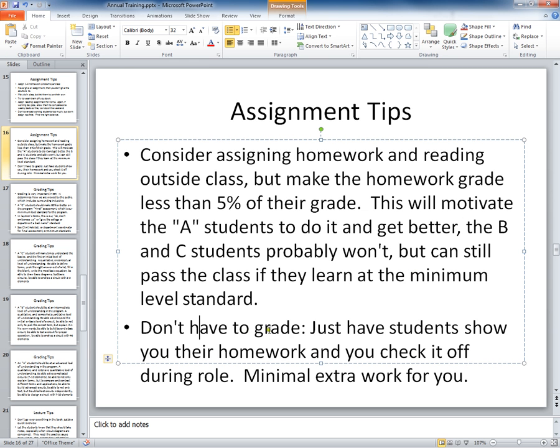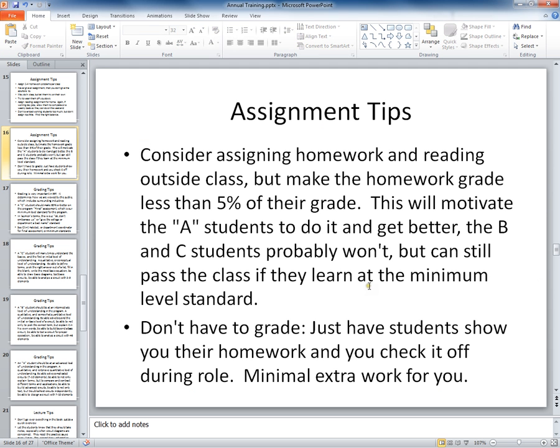You don't have to grade the homework. Just check it off. When you do your roster each morning, have them walk up, say, when I call your name, come up and show me your homework. If they don't have it, they don't have it. It's not going to affect their grade that much. The A students are going to be happy. They're going to be excited to show you. They're going to say, hey, look what I've done. Look what I did. And that's exactly what you're wanting.